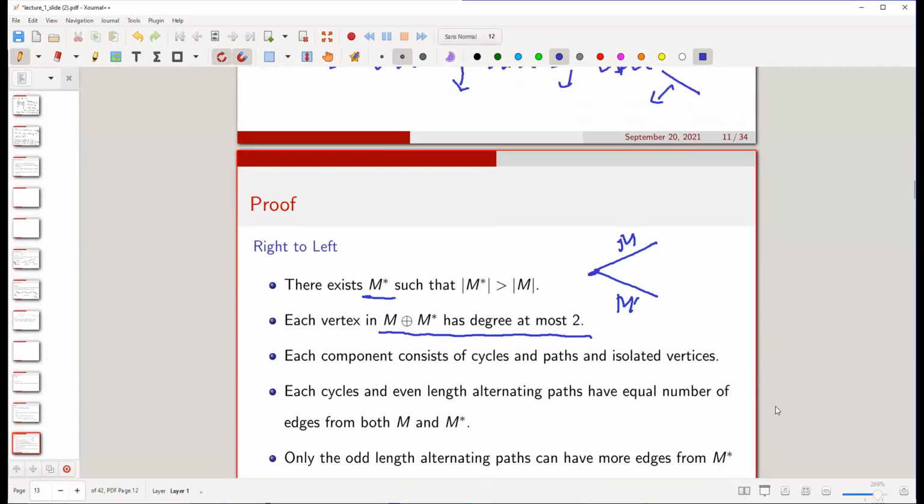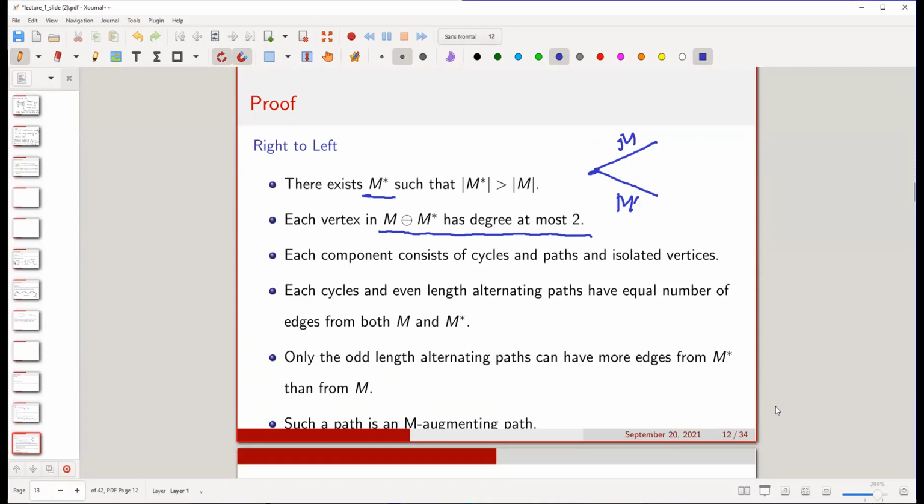Now, if we come back to the proof of this lemma, we have seen that the symmetric difference of M and M prime has degree at most 2. That means for this particular subgraph of G, that is M symmetric difference M prime, each component will be either a cycle or a path or an isolated vertex. Now we know that we are working with a bipartite graph. That means each of its cycles is of even length, because we are working with a bipartite graph.